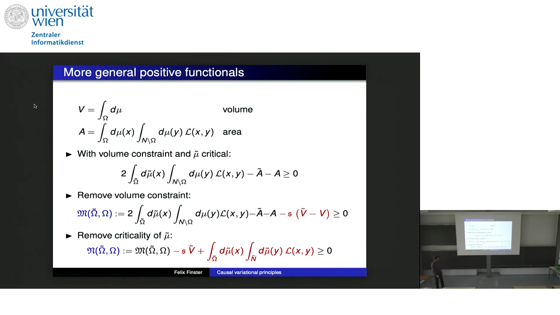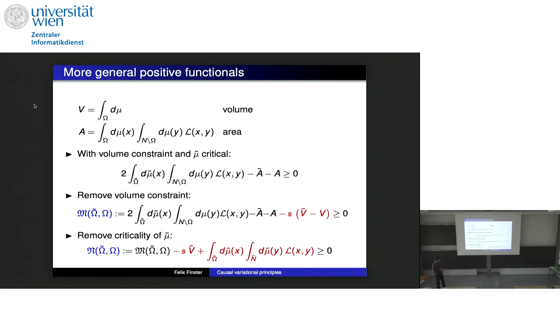But in fact, this was only the simplest version. There are other variations of the same idea. So this is what we just derived. So this nonlinear surface layer integral minus the area of omega tilde minus the area of omega is bigger or equal to 0. And this was under the volume constraint and assuming that mu tilde is critical. If we drop this volume constraint, then you again get a positive quantity, but you have an extra term here. And you can think of this S here as the action per volume, if you like.